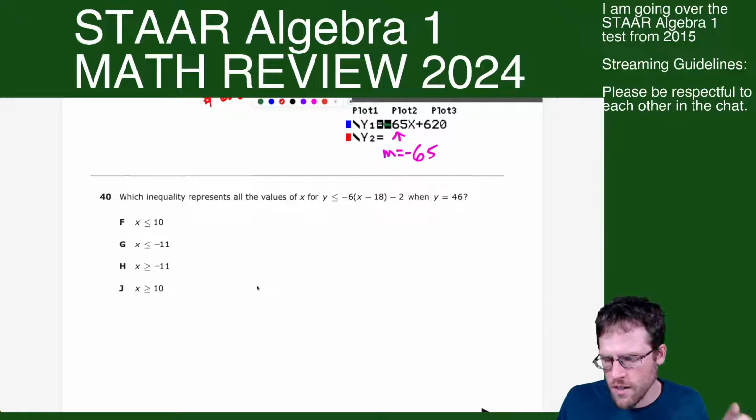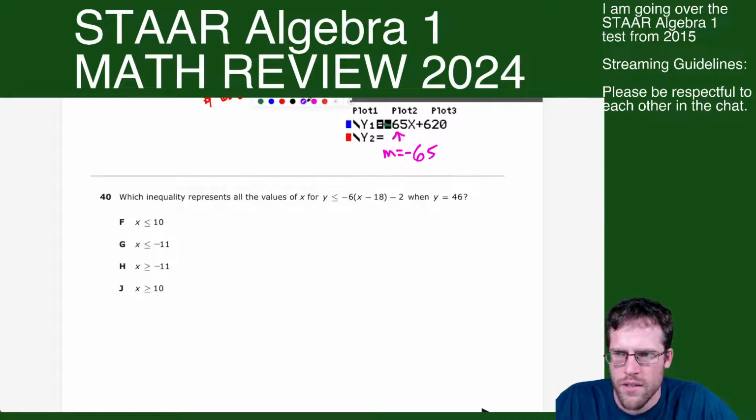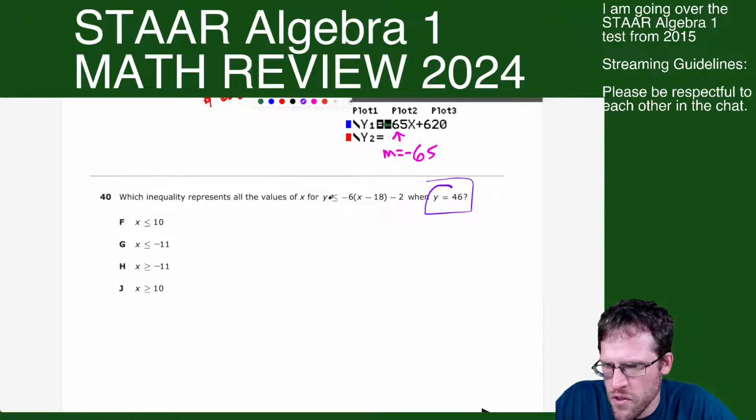So solving inequalities, which, yeah, this one has a nice trap to it. Solve this inequality for all values of X when Y is 46. So first, just plug in for Y. See, Y is 46. And we have 46 is, make this neat.